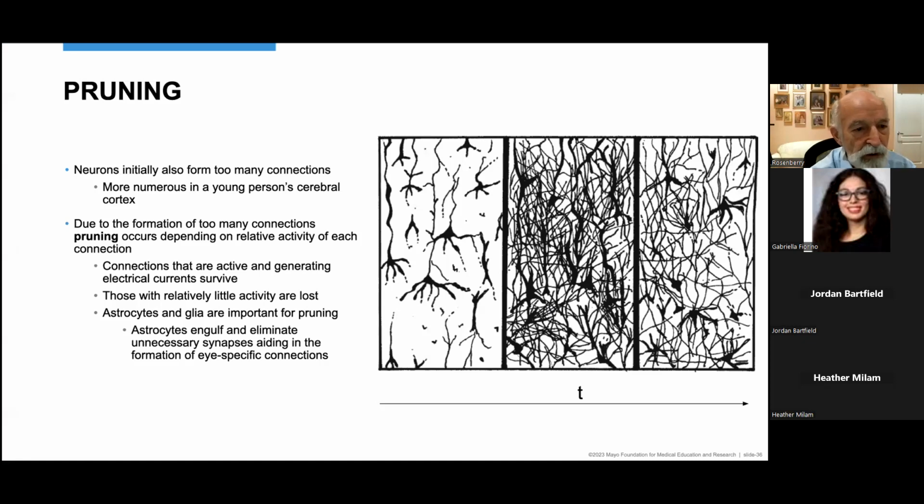Neurons also form too many connections and have to be pruned back as an individual matures. Due to the formation of too many connections, pruning occurs depending on relative activity of each connection. Connections that are active and generating electrical currents survive, and those with relatively little activity are lost. Next.